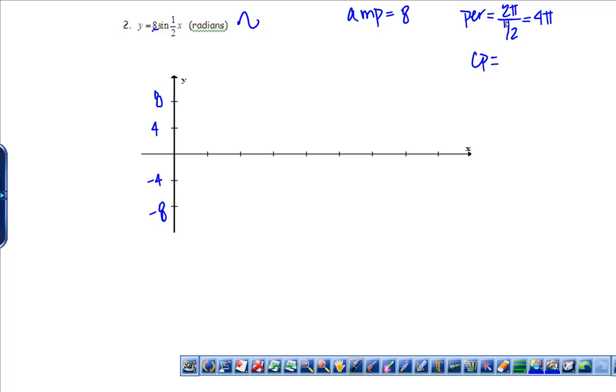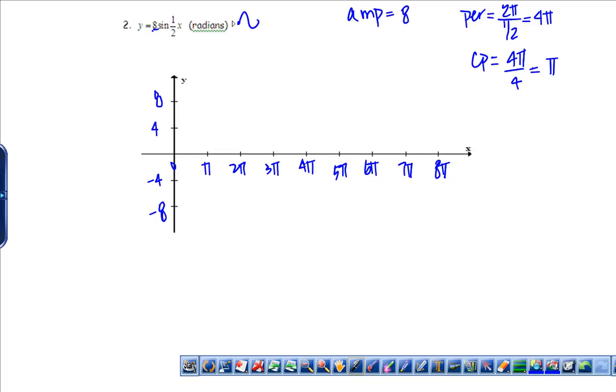Okay, now your critical points. You take your period and you divide by 4, which makes this one really easy. Okay, so if this is 0, every one now I'm going to go by pi. So this is pi, this is 2 pi, 3 pi, 4 pi, and that's where one of my pictures should end. 5 pi, 6 pi, 7 pi, and my last one should be 8 pi.